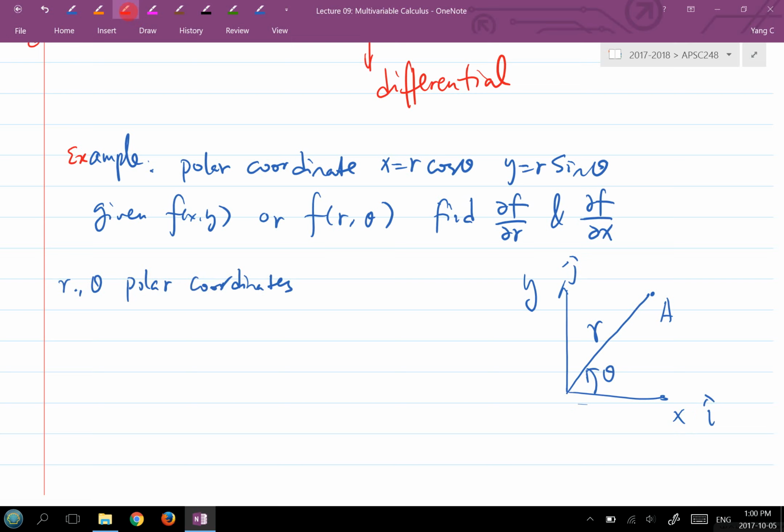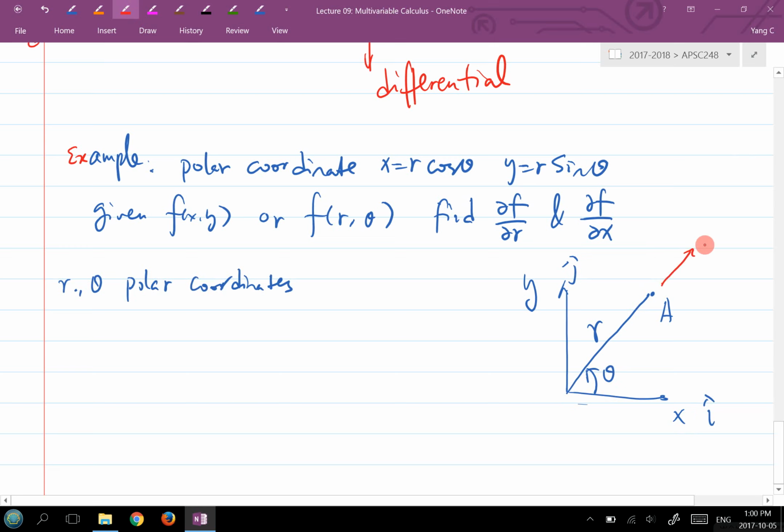Now, if you think about the way theta goes, theta always goes what? It's rotating, right? It's always rotating, and r always goes what? Always goes out of the center here.